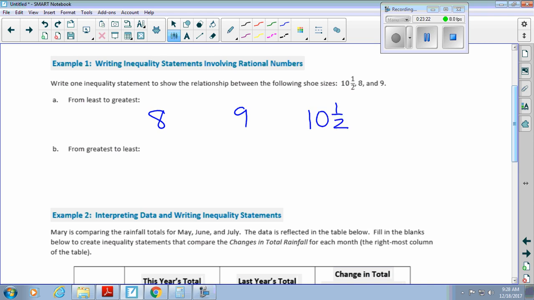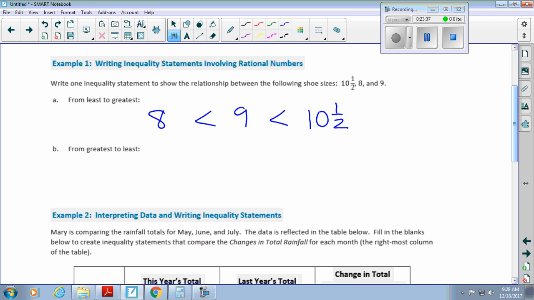All right, so 8 compared to 9. Less than. 8 is less than 9, and 9 is less than 10.5. Very good. So you would read that 8 is less than 9, which is less than 10.5.